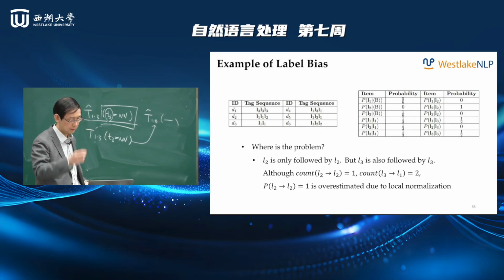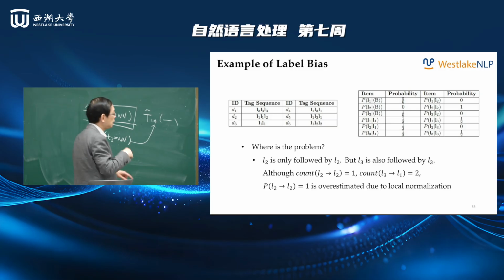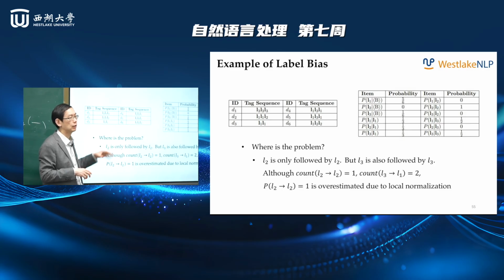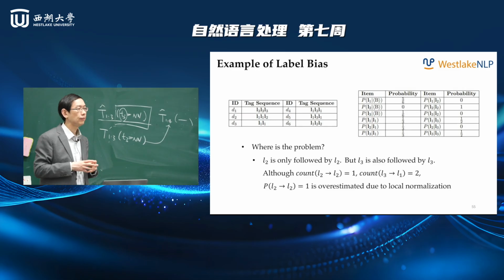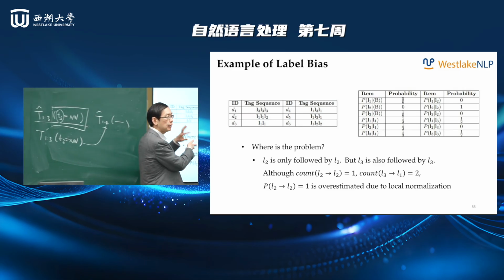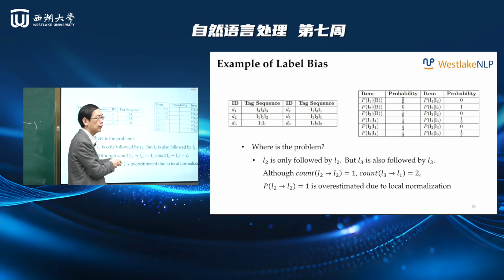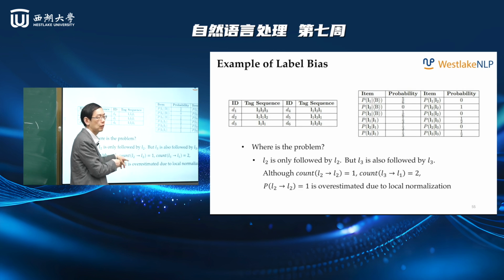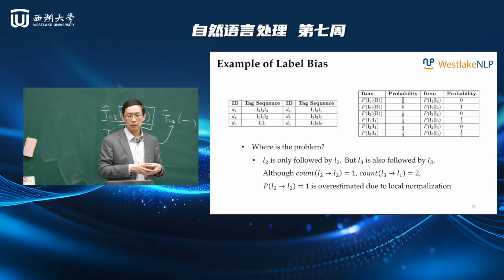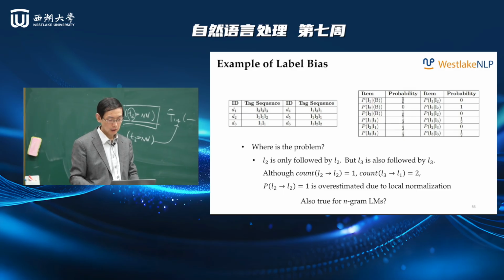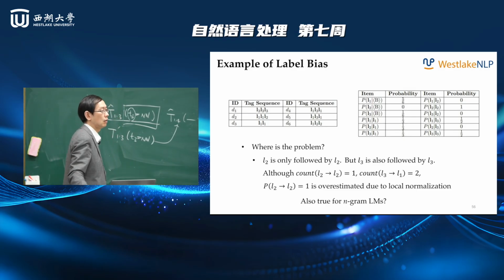All right. So the probability of L2 to L2 transition is overestimated when you train the model locally. Because they are not comparing fairly globally together. We're only comparing whatever follows L2 locally. So it causes this bias. This is also true for hidden Markov models and our n-gram language models. Okay? I will show you later there are other language models to fix this issue.